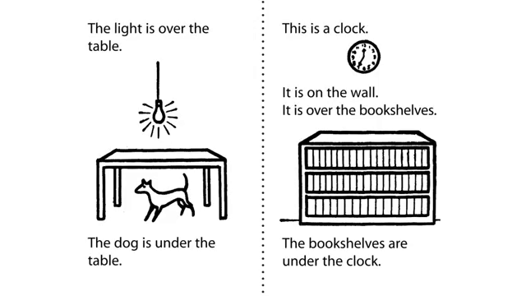The light is over the table. The dog is under the table. This is a clock. It is on the wall. It is over the bookshelves. The bookshelves are under the clock.